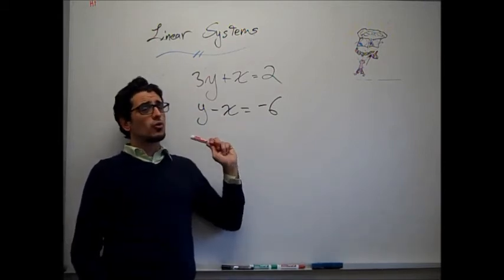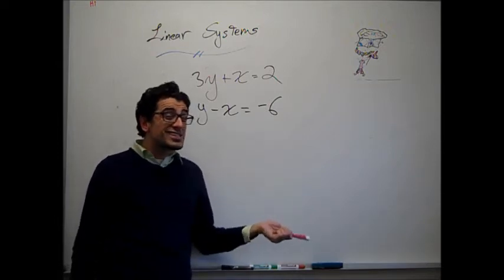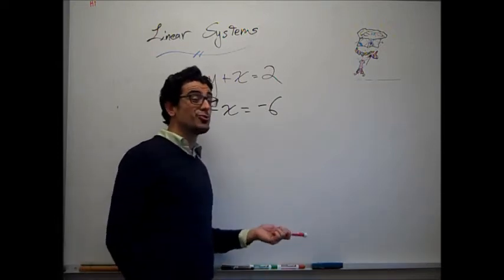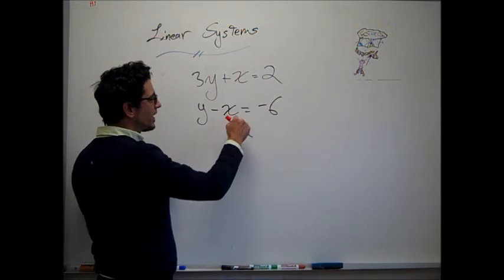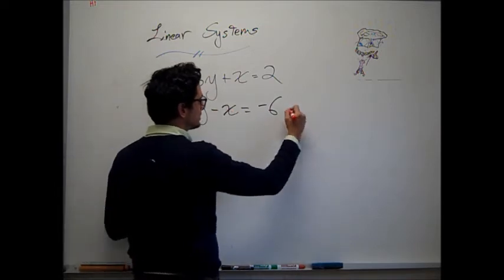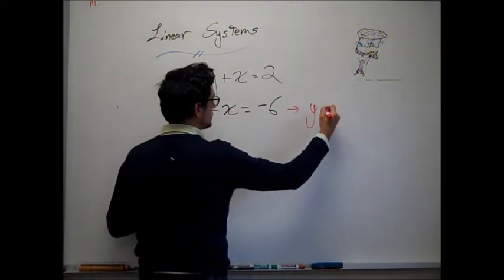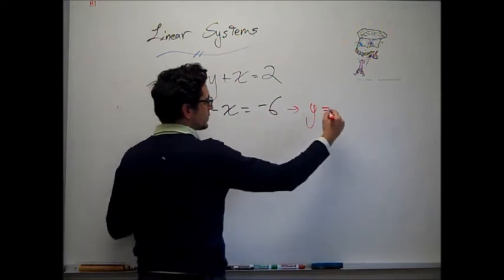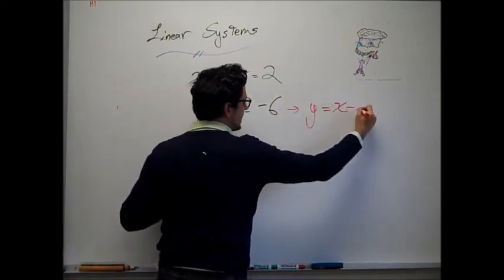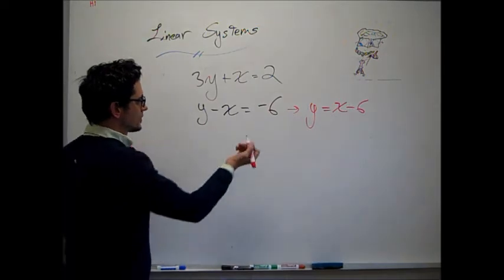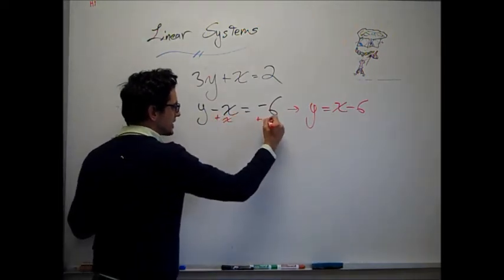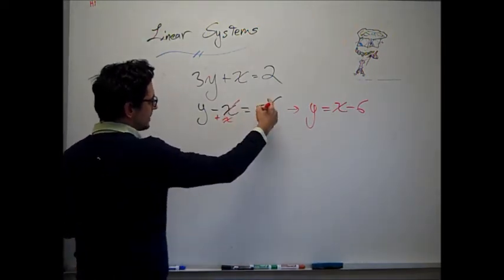I can either isolate x or y. Since we're just used to seeing y isolated, I'm going to go ahead and do that. So I'm going to rewrite this one as y equals, I'm going to add x to both sides, so I'd end up with positive x minus 6. Because the way I got that is I added x to both sides, plus x, cancel these off, and I end up with that.